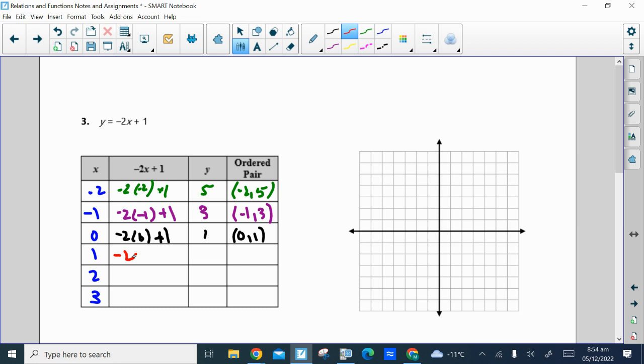When x is 1, it's negative 2 times 1 plus 1. Negative 2 times 1 is negative 2, plus 1 is negative 1. So that's the point 1, negative 1. When x is 2, it's negative 2 times 2 plus 1. Negative 4 plus 1 is negative 3. 2, negative 3. And when x is 3, it's negative 2 times 3 plus 1. Negative 2 times 3 is negative 6, plus 1 is negative 5. I've got the point 3, negative 5.